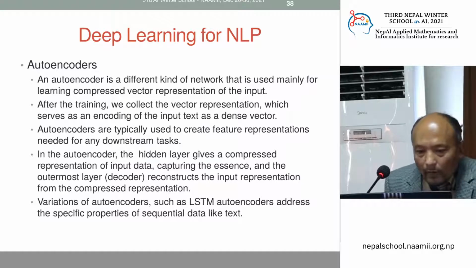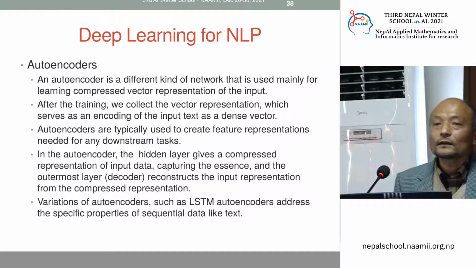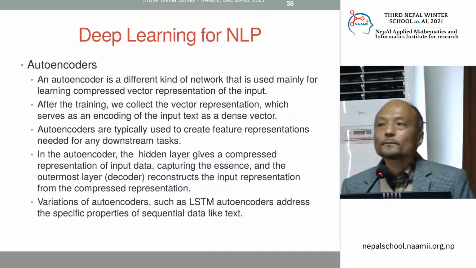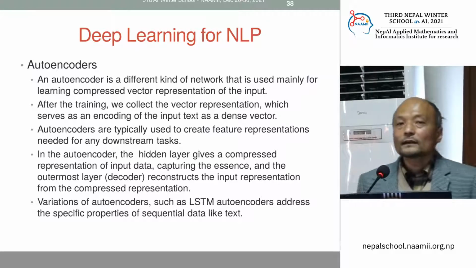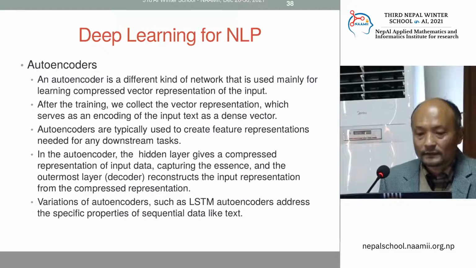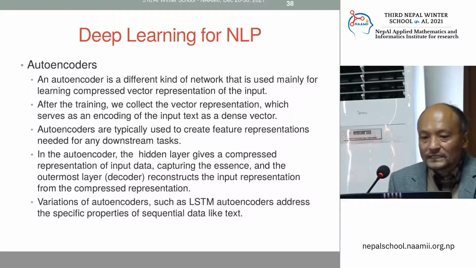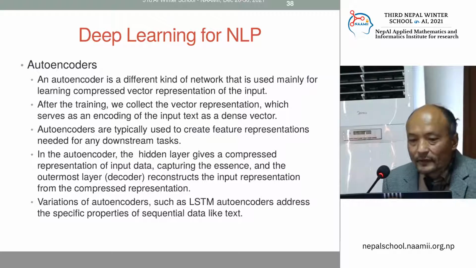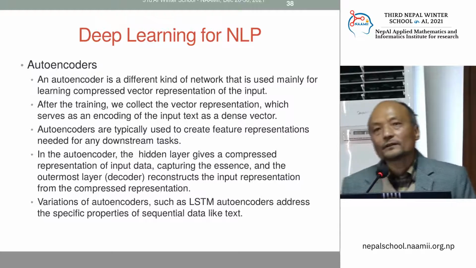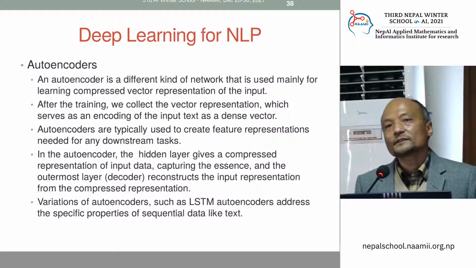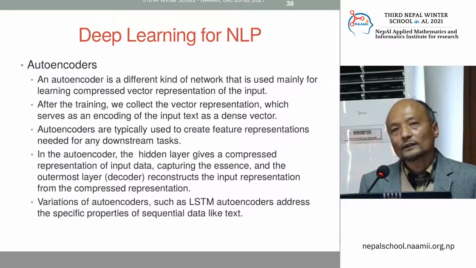After the training, we collect the vector representation, which serves as the encoding of the input text as a dense vector. It is about making the representation as compact as possible, so that you can process the text efficiently. Autoencoders are typically used to create feature representations needed for any downstream tasks. Feature representation, feature extraction, and feature engineering are quite interchangeable terms in machine learning.